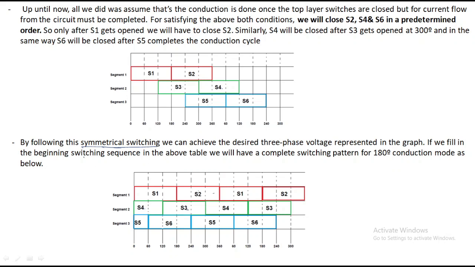If we fill the beginning switching sequence in the above table, we will have the complete switching pattern for 180 degrees conduction mode as below. Look at here. Up to now S1, S2 is there. After S2 again S1 will be on. After S1 again S2 will be on. Same S3, here S3 is before S4 is on. After S4, S3 is on. Same as here we have S5, before the S5, S6 is on. So after the S6, S5 will be on.